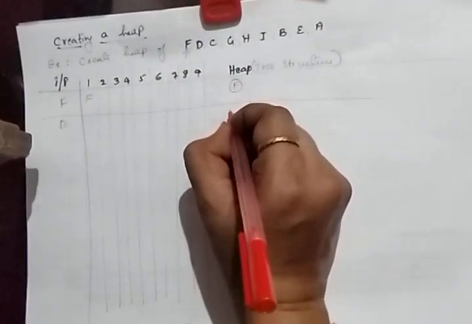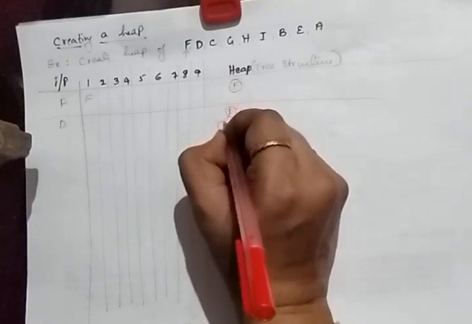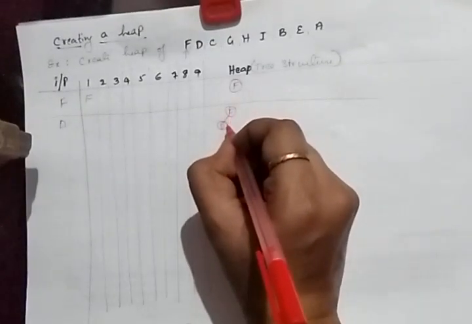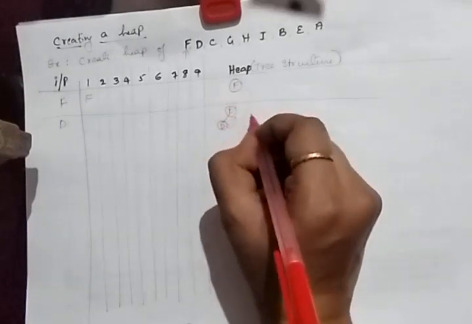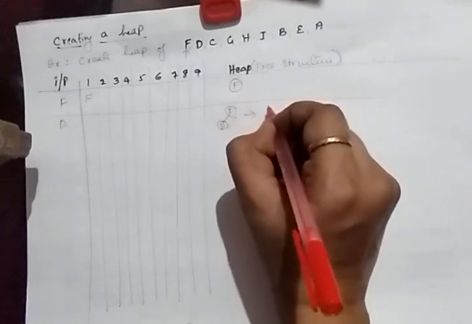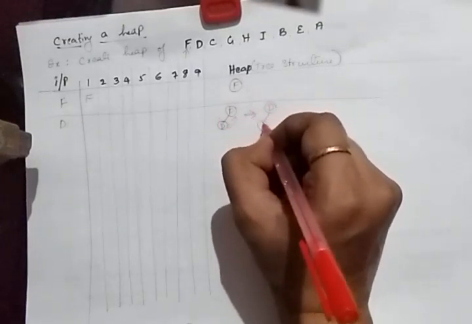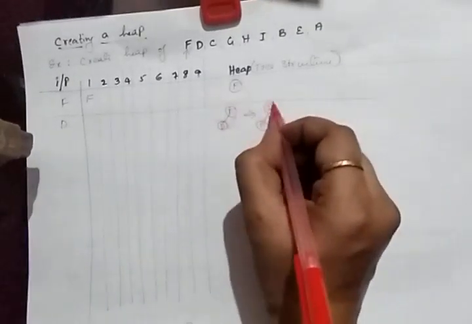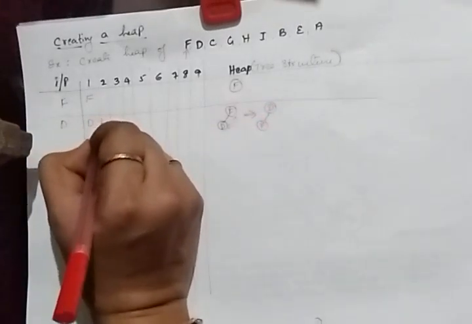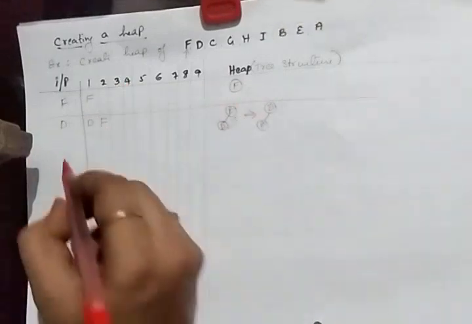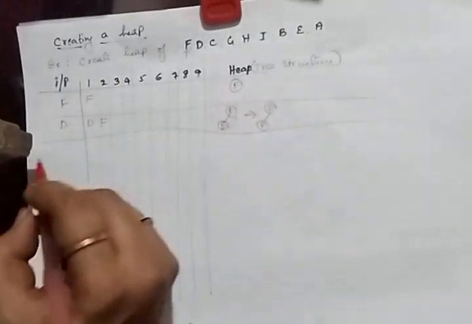Next you have input as D. I will write it as a left node. Now D is less than F, so it should act as the parent node. So we need to swap it. You are going to get D here and F here. So what is our heap now? DF, right? So I am going to write it as DF. This is the second step.